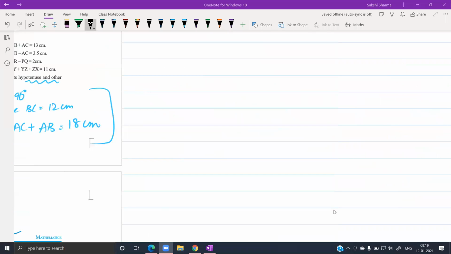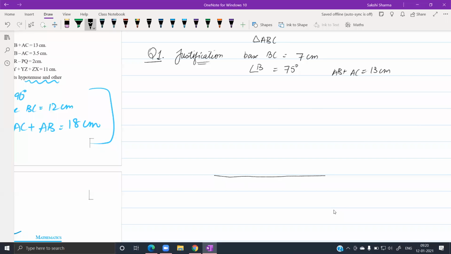All right. I'm just going to discuss the justification for the construction we did in question number 1. You were given the base for triangle ABC as 7 centimeters, base angle B 75 degrees, and the sum of the other two sides as 13 centimeters. So I'm going to go over the steps that we followed. You start with the line segment BC, the base of the triangle, which is 7 centimeters. Let's ignore what the length is, focusing on the steps only.